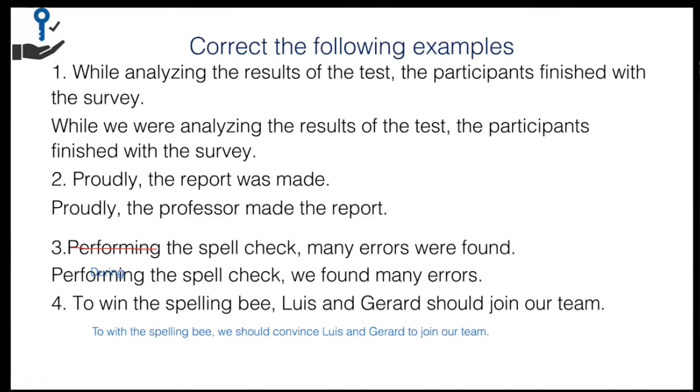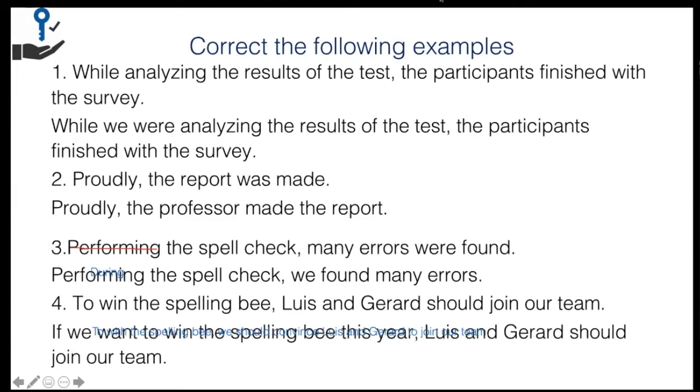Possible, yeah? And the last one, to win the spelling bee, we should convince Lewis and Jared to join our team. Possible. What do I have? I have this one. If we want to win the spelling bee this year, Lewis and Jared should join our team. Yeah, looks good to me as well. Then it's clear that we want to win, the team, and these guys can help us do this. So that's why they should join the team, right?